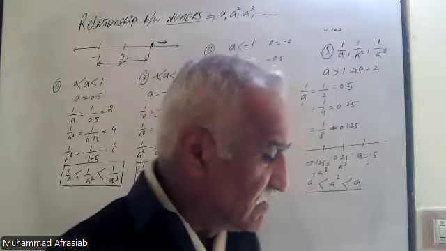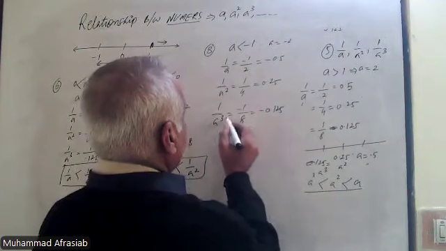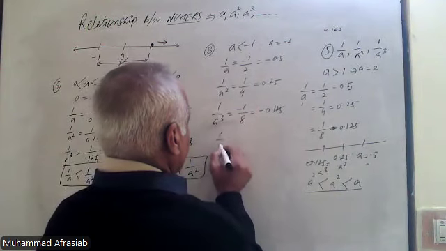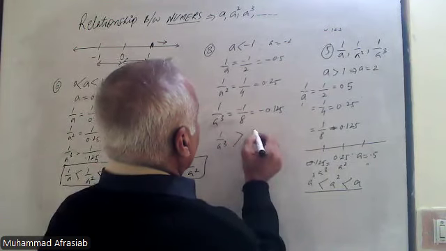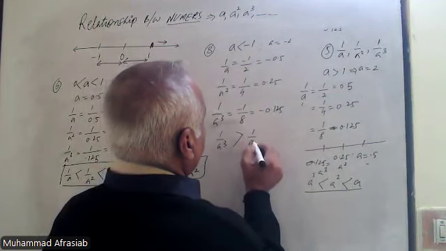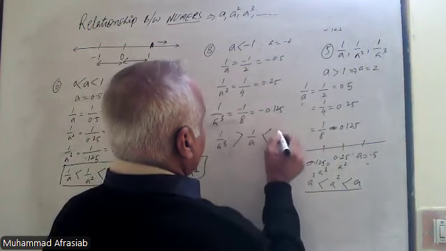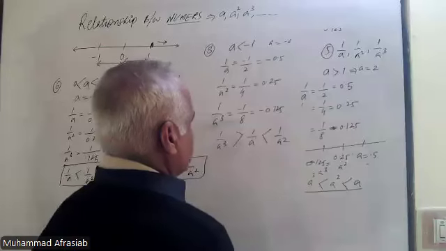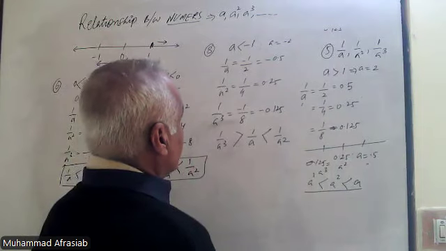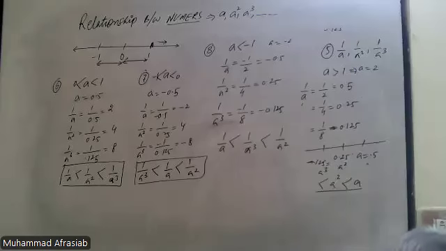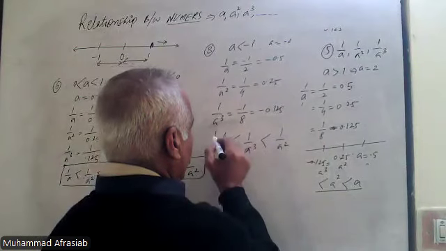So we have seen it in this part of the reciprocal that 1 over a is less than 1 over a cube is less than 1 over a square.